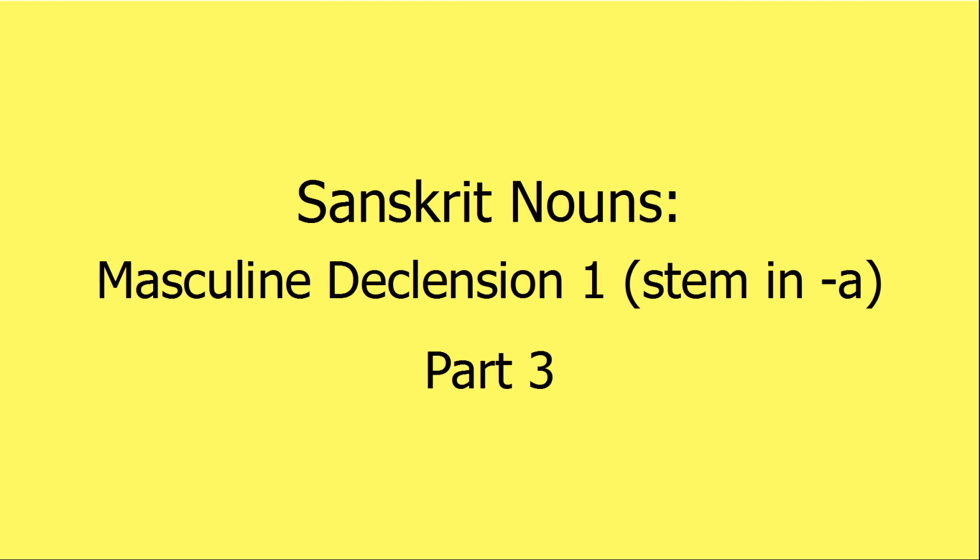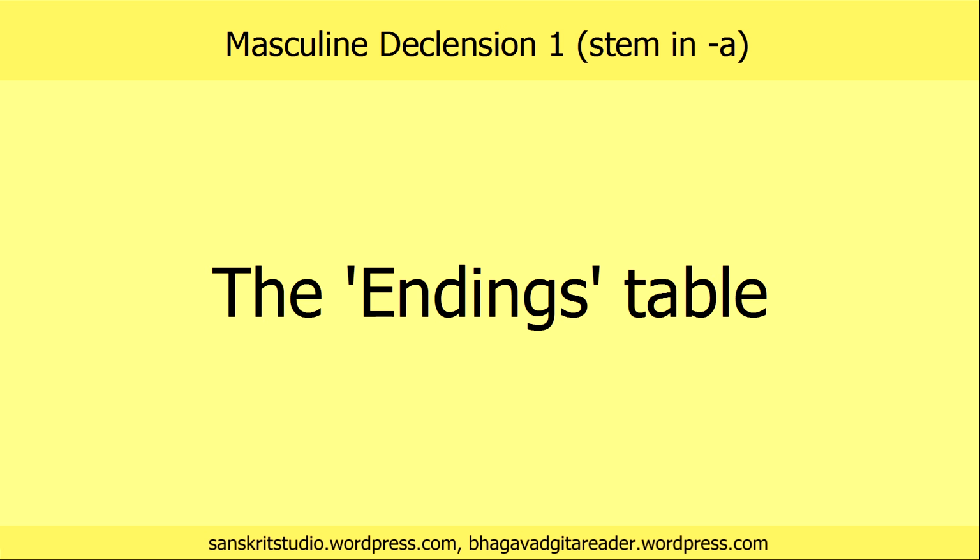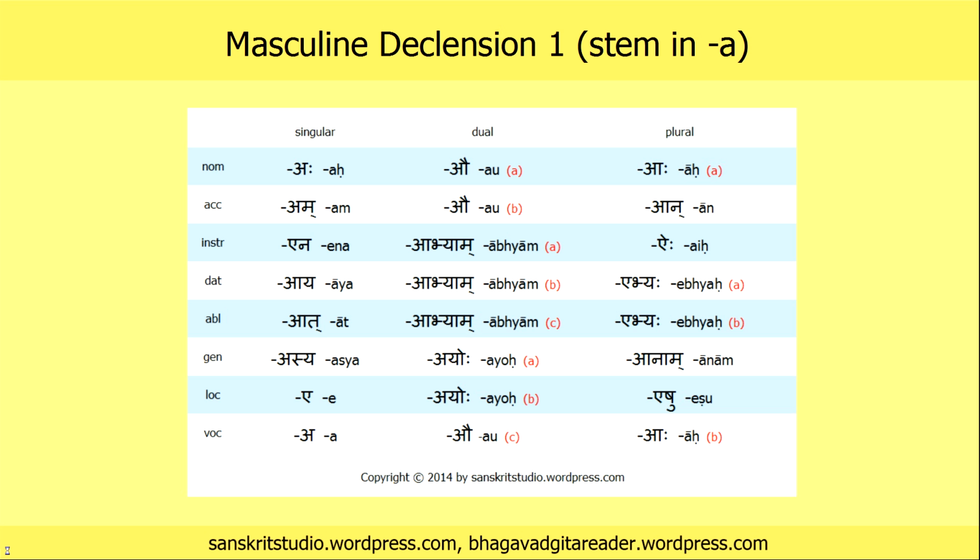It's the masculine declension number 1, stem in a short A, and this is part 3. Here we will talk about the endings table, and one such table looks like this. This is the endings table for masculine declension number 1, and there's only one such table.